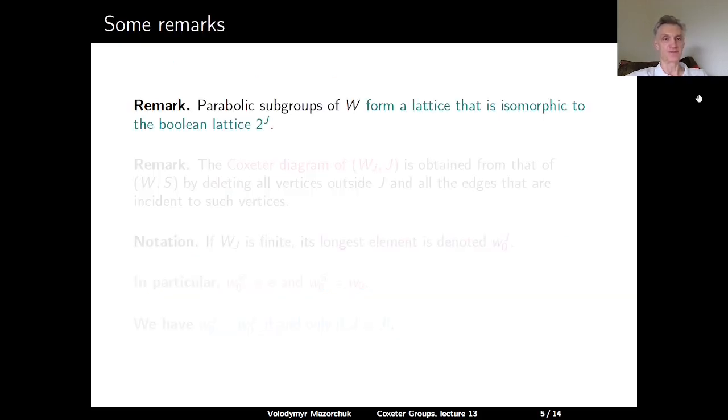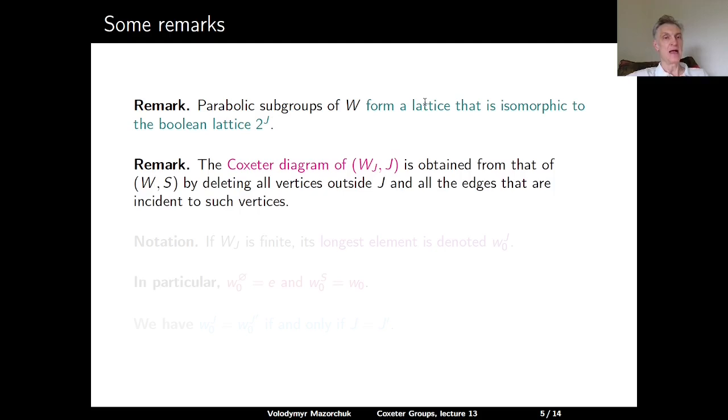Here are some remarks. Parabolic subgroups of W form a lattice that is isomorphic to the Boolean lattice of the set S, the set of all subsets of S. Also, the Coxeter diagram of W_J is obtained from the Coxeter diagram of W by deleting all vertices outside J and all edges that are incident to those vertices which we delete.